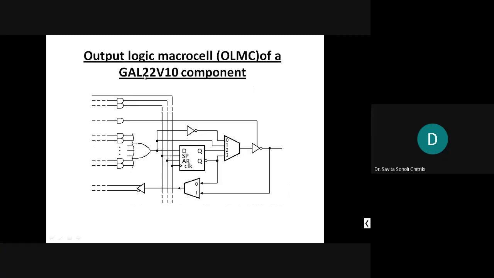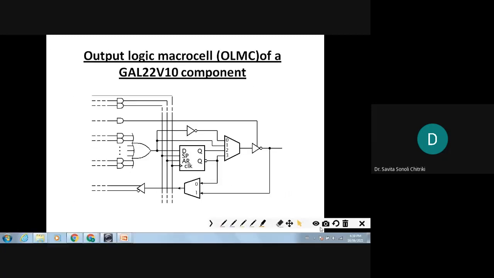So you can see there how the output logic cell OLMC is internally organized. From the AND gates, you have an OR gate here. One output is the output of the OR gate coming through the inverter and connected to the zero input of the multiplexer. That means this is the inverted output, right?